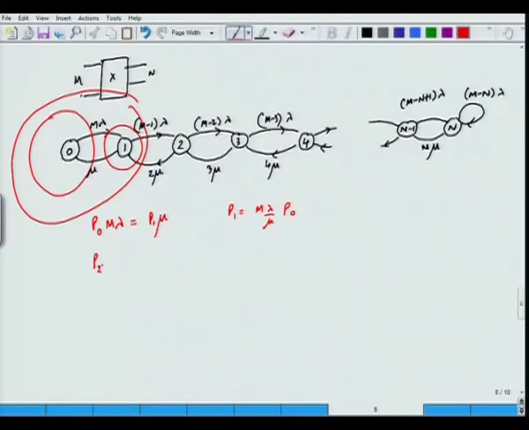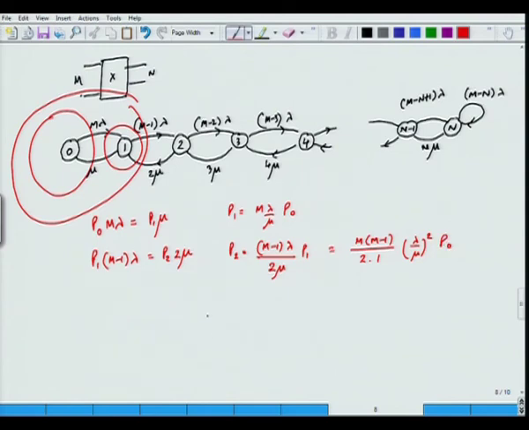So, P2 now in terms of P1 I can write m minus 1 lambda, sorry, it has to be P1, and P2 into 2 mu. So, that is the transition rate at this surface, which will give me P2 is equal to m minus 1 lambda divided by 2 mu into P1, which is m into m minus 1 by 2 into 1, lambda by mu squared, P0. Keep on doing it.